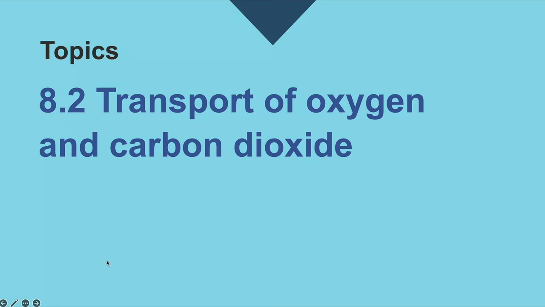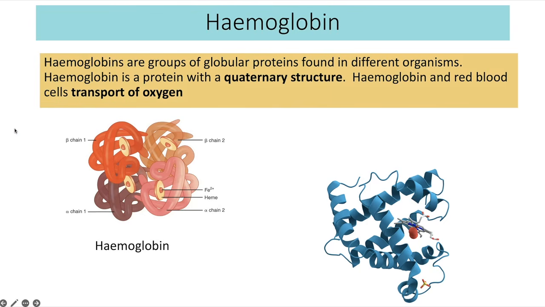Next, we're going on to the transport of oxygen and carbon dioxide. The transport of oxygen is done through the protein hemoglobin, and hemoglobins are groups of globular proteins found in different organisms, and each organism has a slightly different protein. Hemoglobin has a quaternary structure, and it is found in the red blood cells and is responsible for transporting oxygen. Here is hemoglobin, and we can see it's made up of 4 polypeptide chains, and that's why it's a quaternary structure, because it contains more than one polypeptide chain.